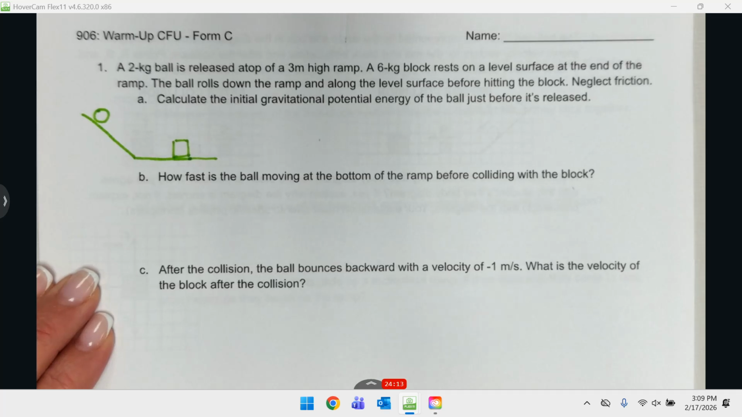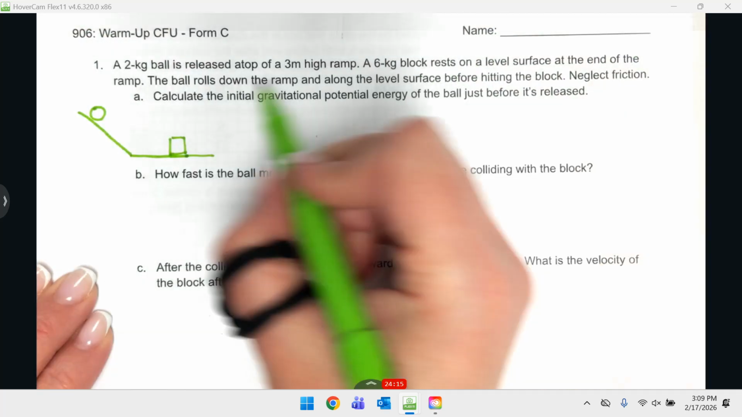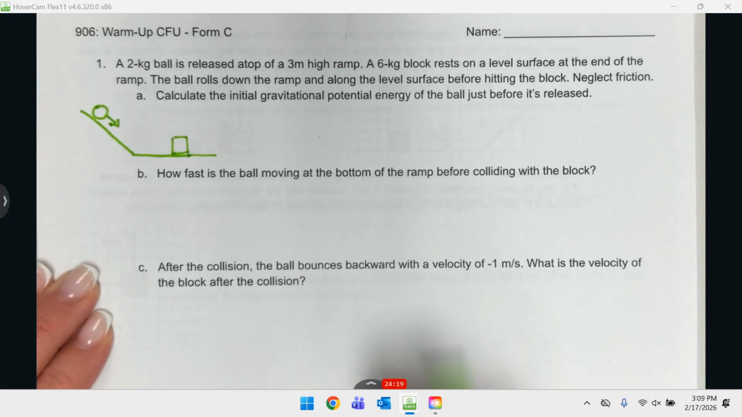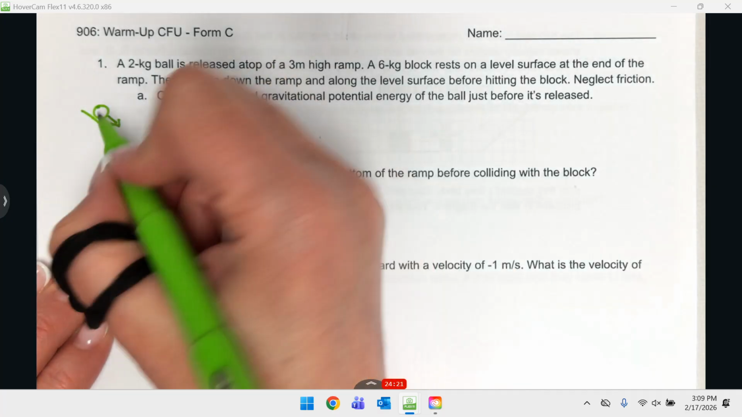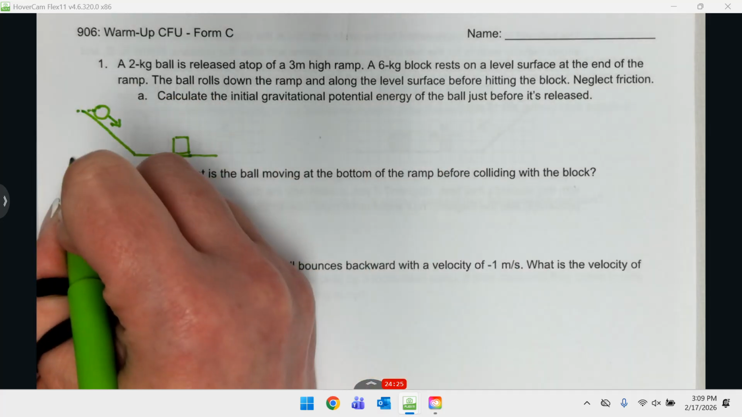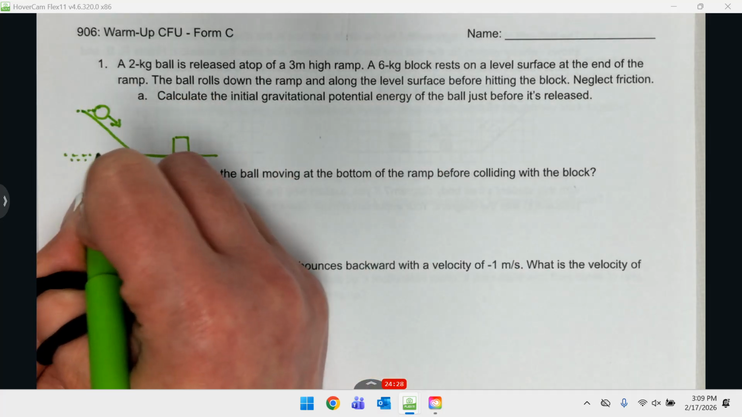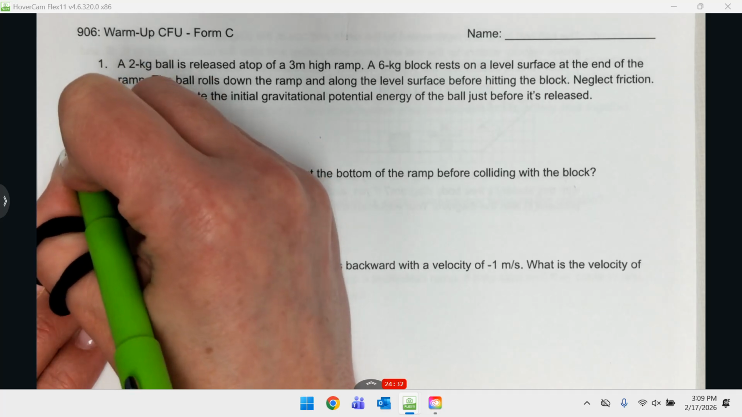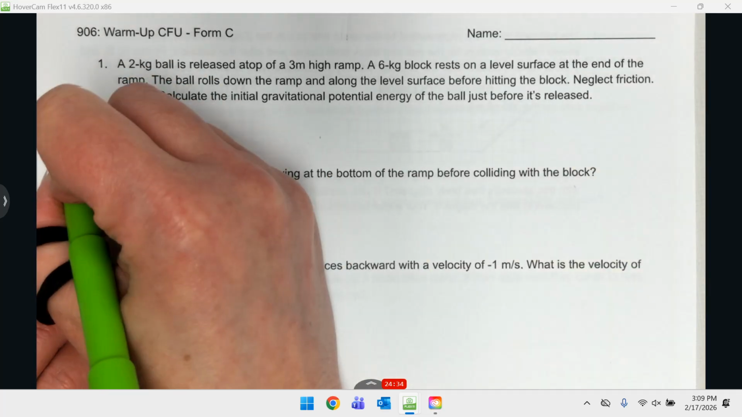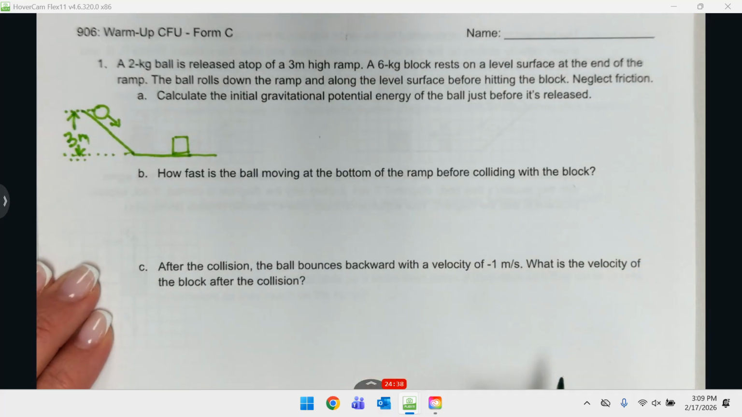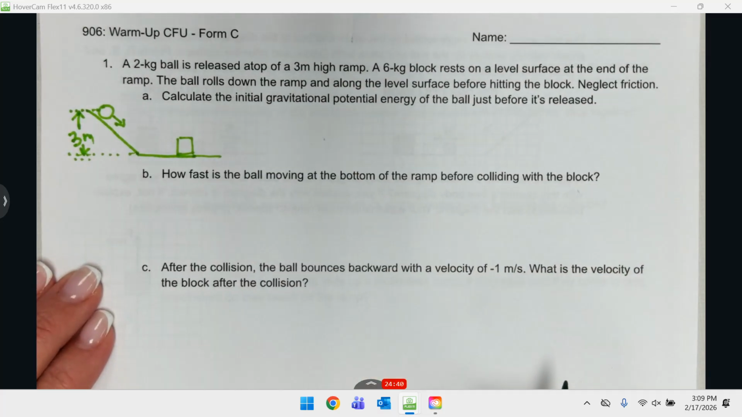Okay, and this ball is going to be released from rest. So it's going to start to travel downhill, and it's going to convert the energy that it has. Let's put the height here. It is 3 meters. But it's going to convert the energy from gravitational potential energy to kinetic.